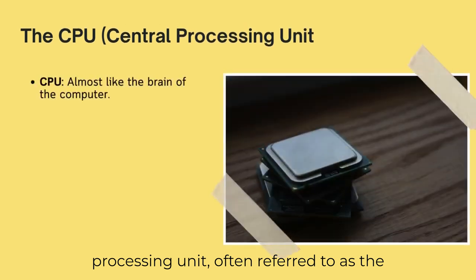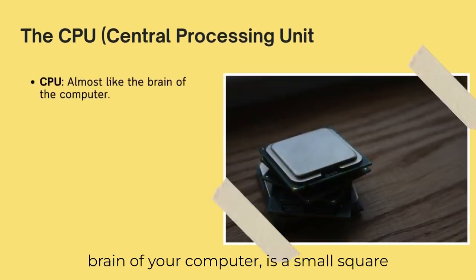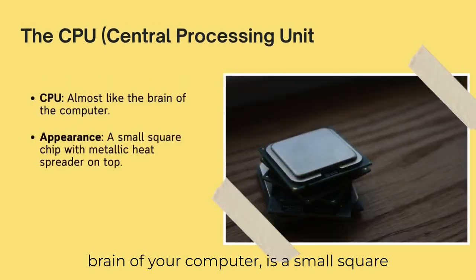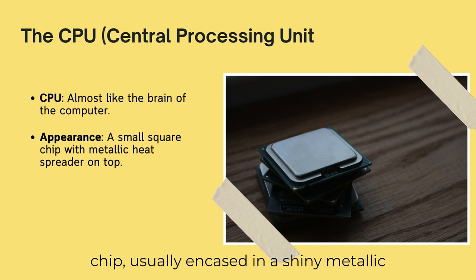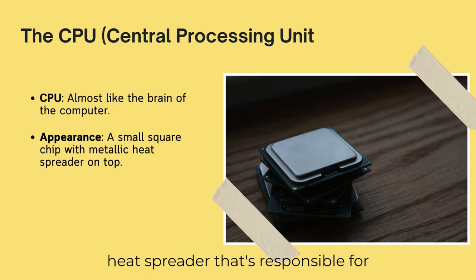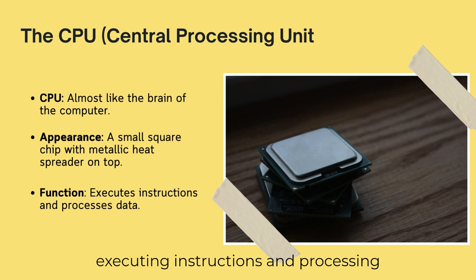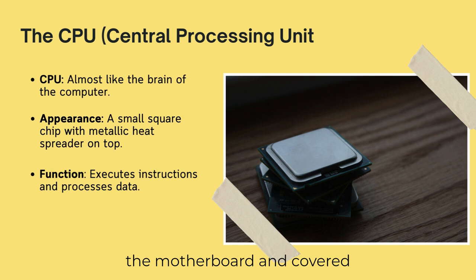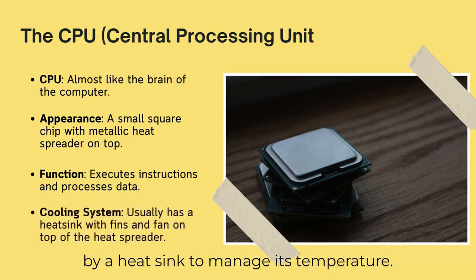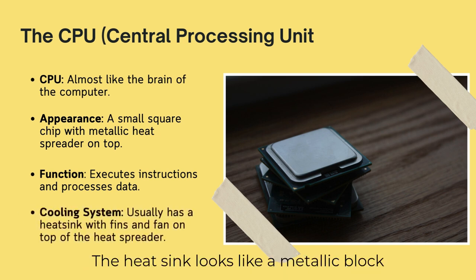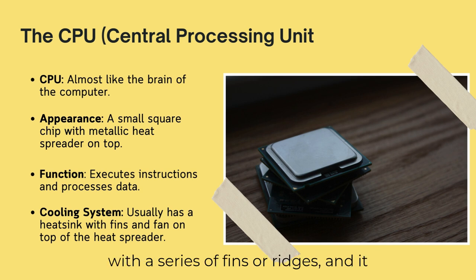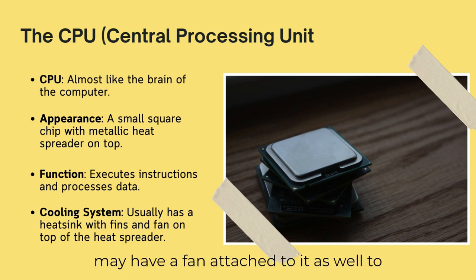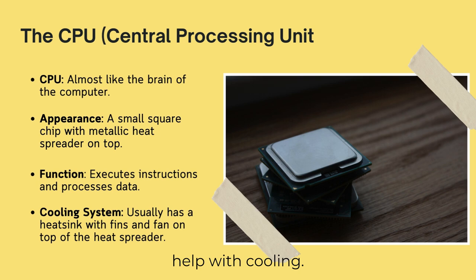The central processing unit, often referred to as the brain of your computer, is a small square chip, usually encased in a shiny metallic heat spreader. It's responsible for executing instructions and processing data. You'll typically find it mounted on the motherboard and covered by a heatsink to manage its temperature. The heatsink looks like a metallic block with a series of fins or ridges, and it may have a fan attached to it as well to help with cooling.